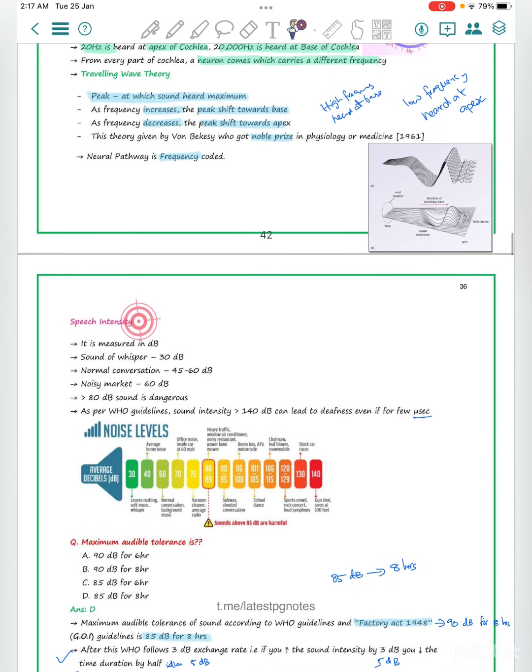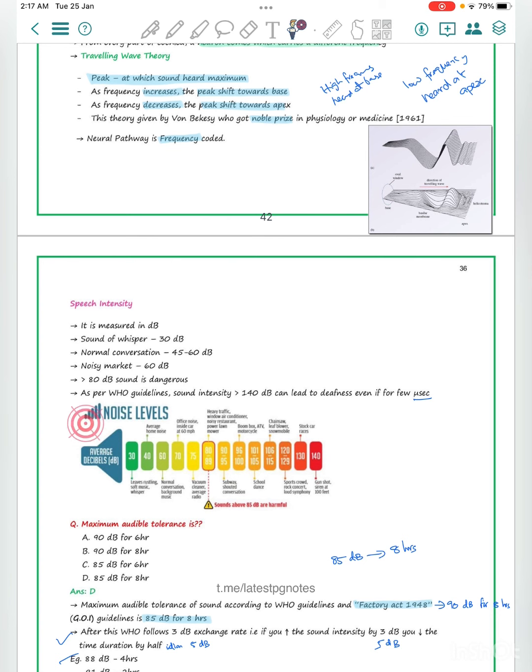Next we go see into the speech intensity. Intensity is nothing but the strength of the sound. It is measured in dB, or decibel, in respect for Graham Bell who discovered the telephone. Then the sound of a whisper is about 30 decibel. Normal conversation is 45 to 60 decibel. Noisy market output is 60 decibel. Then more than 80 decibel is dangerous. As per WHO guidelines, sound intensity more than 140 decibel can lead to deafness, even if it is for a microsecond. This is the WHO guidelines for noise levels.